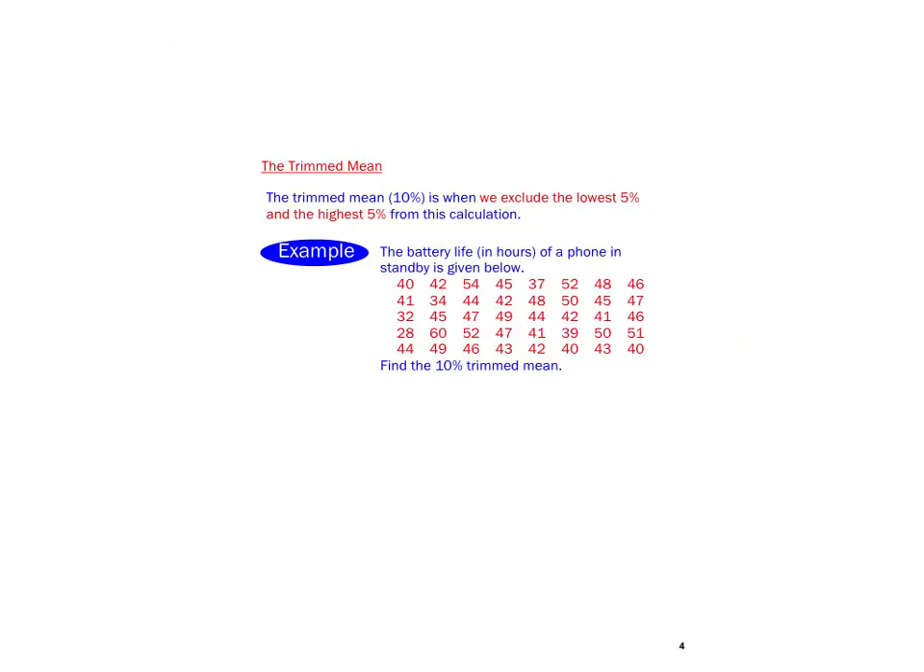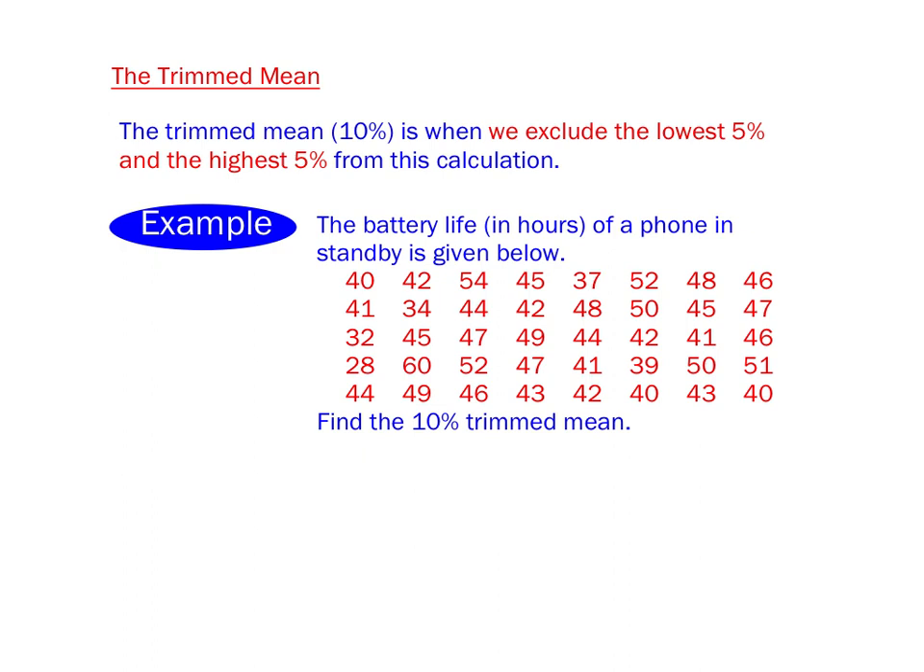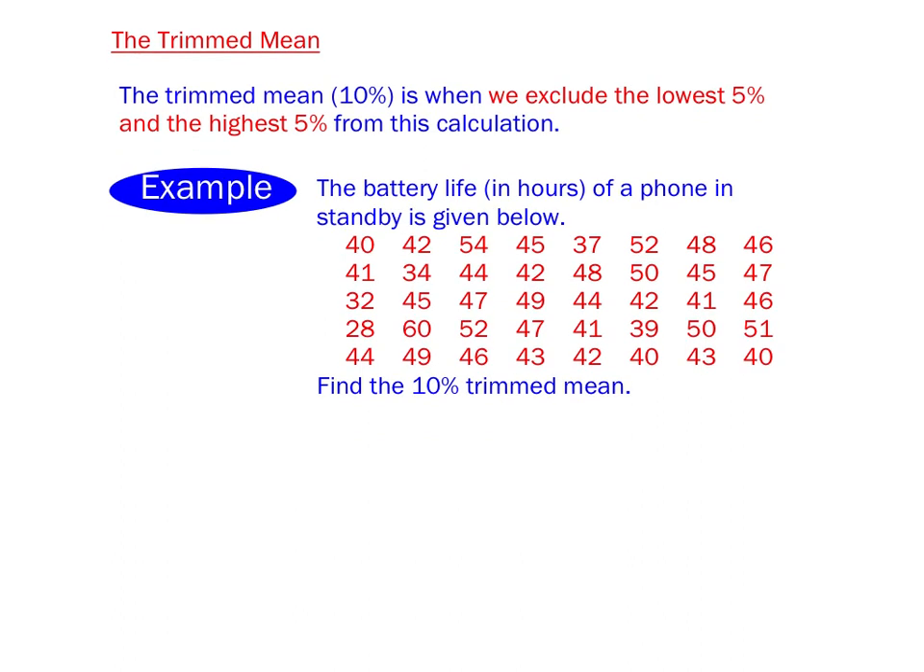Last example, the trimmed mean. We can define the trimmed mean a few different ways, but if we define the 10% trimmed mean, that's when we exclude or get rid of the lowest 5% and the highest 5% from a calculation. So the battery life in hours of a phone in standby is given below. How many numbers are there here? There's 1, 2, 3, 4, 5. 1, 2, 3, 4, 5, 6, 7, 8. 5 times 8 is 40. So there's 40 numbers here.